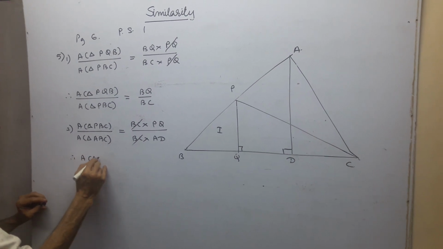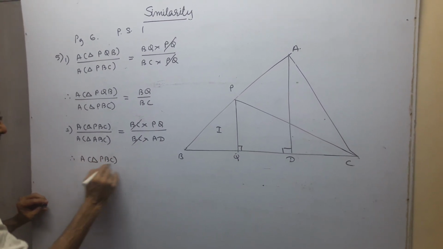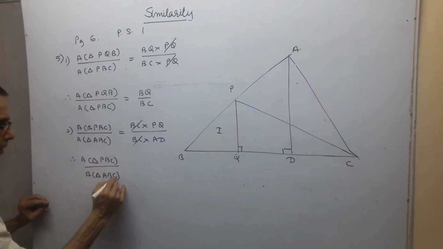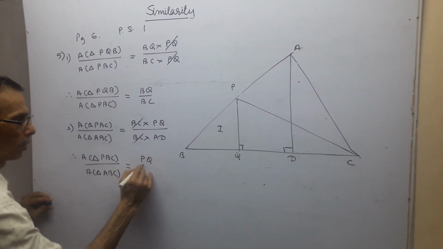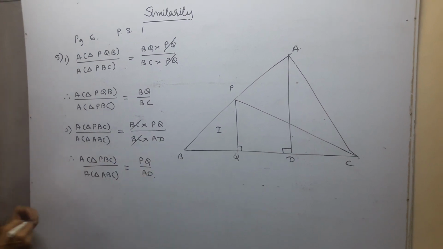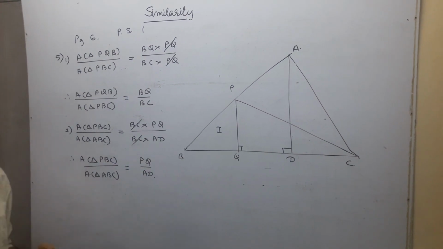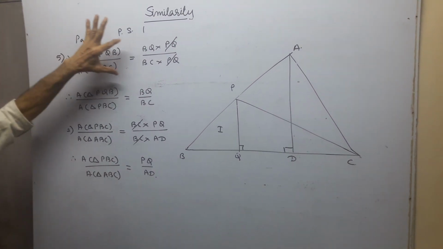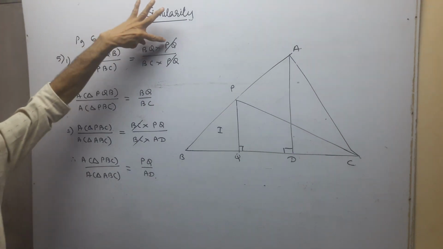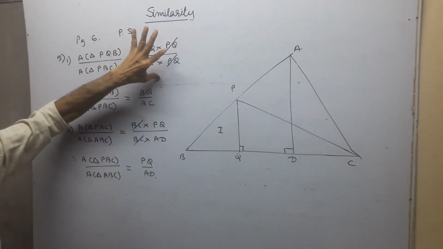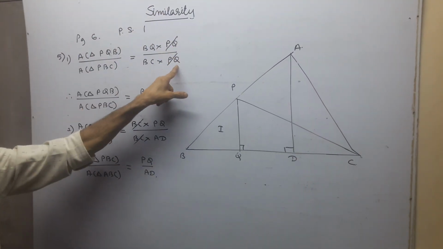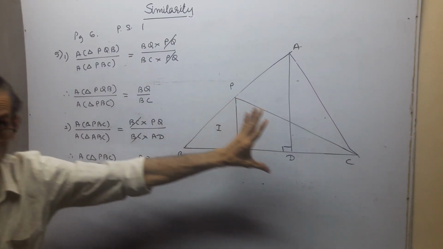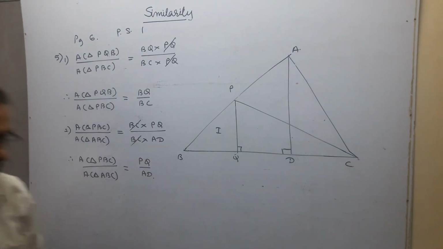triangle PBC upon area of triangle ABC is equal to PQ upon AD. So one thing will come to your notice, that the ratio of areas of two triangles is the ratio of the product of the base and height. See, here heights are equal, therefore areas are proportional to the bases, and here bases are equal and therefore proportional to the heights. Copy this.